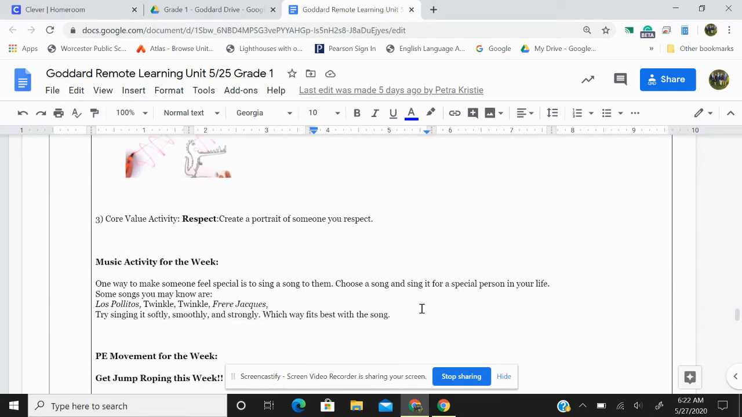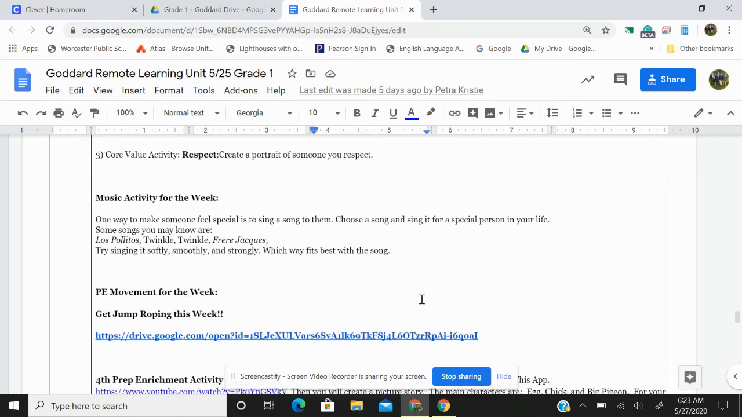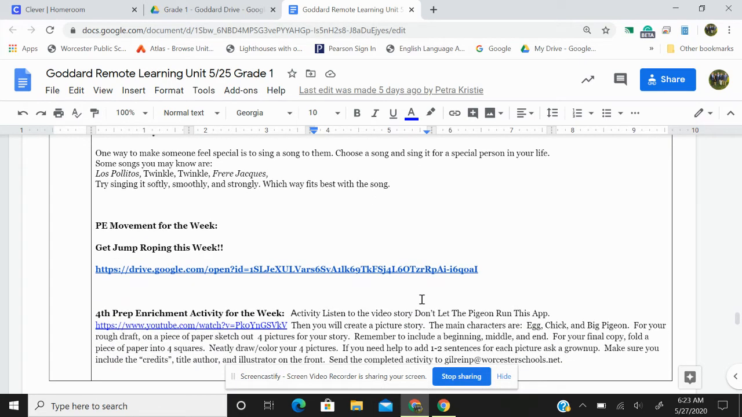Music activity for the week. One way to make someone feel special is to sing a song to them. Choose a song and sing it for a special person in your life. Some songs you may know are Los Pollitos, Twinkle Twinkle, Frere Jacques. Try singing it softly, smoothly, and strongly. Which way fits best with the song? For physical activity for the week, click on this link for a jump roping activity.